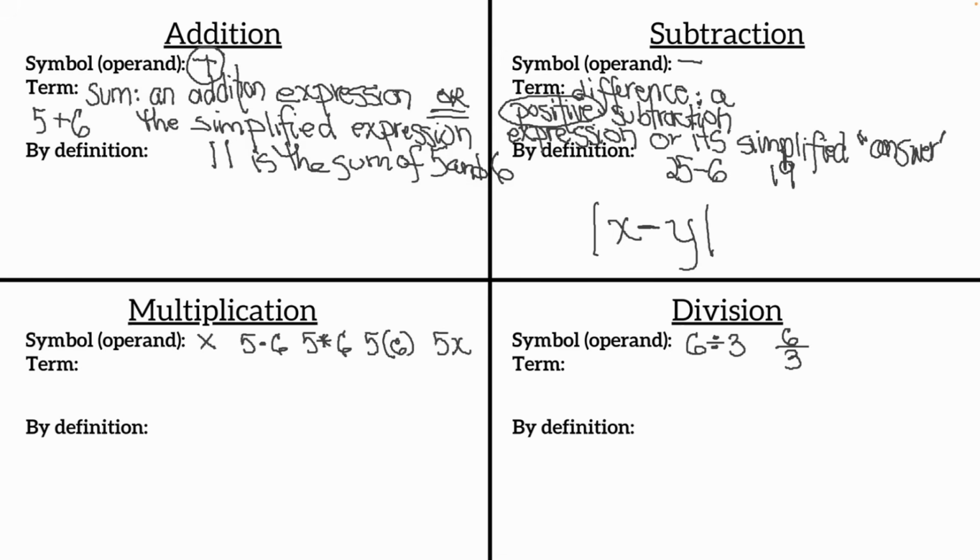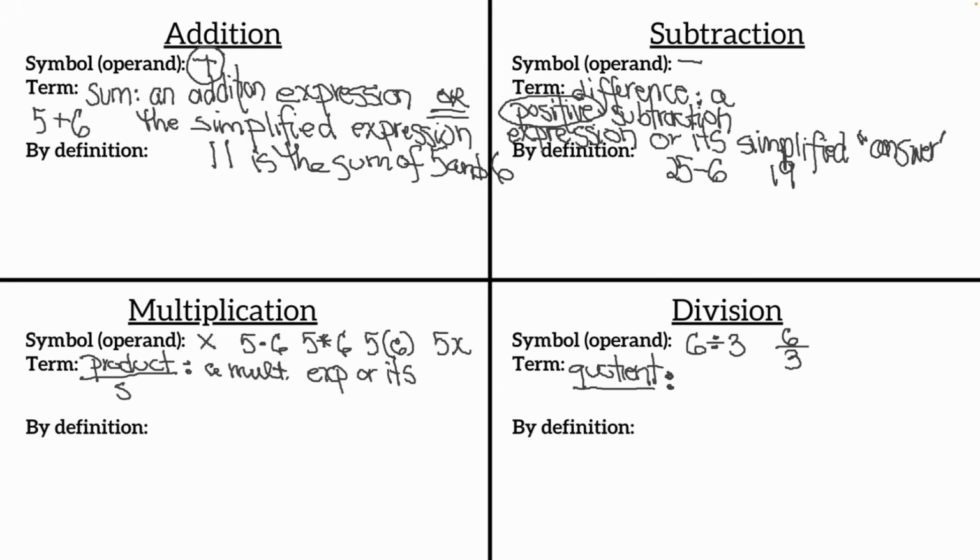So we have sum, which is an addition expression, or its simplified answer. We have difference, which is a positive subtraction expression, or its simplified answer. But do we have one for multiplication and one for division? We sure do. The terms there are product and quotient. A product is a multiplication expression, or its simplified answer. Again, it's not really called an answer, but you guys, I'm trying to speak your language. So the product of 5 and 6 could be written this way, but I could also say 30 is the product of 5 and 6. Okay, it can refer to what you think of as the answer.